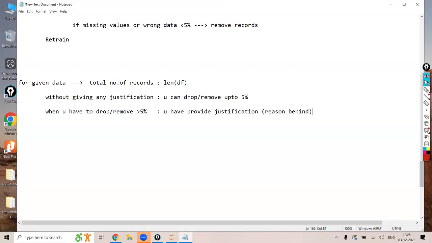To whom you have to provide? To your senior, who is working for your project and who is going to observe your project. Once your project was completed, they'll observe. For those persons, not to the client. For the client, we no need to say. Why? Because client doesn't understand all these things.